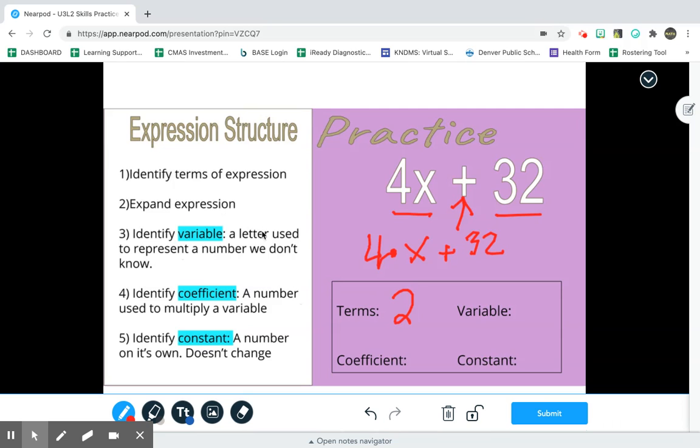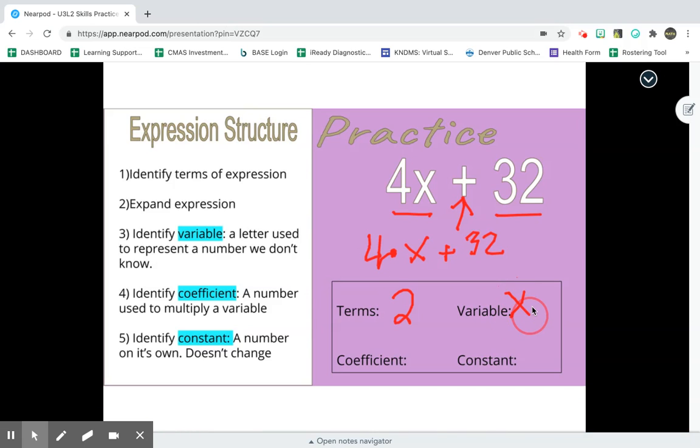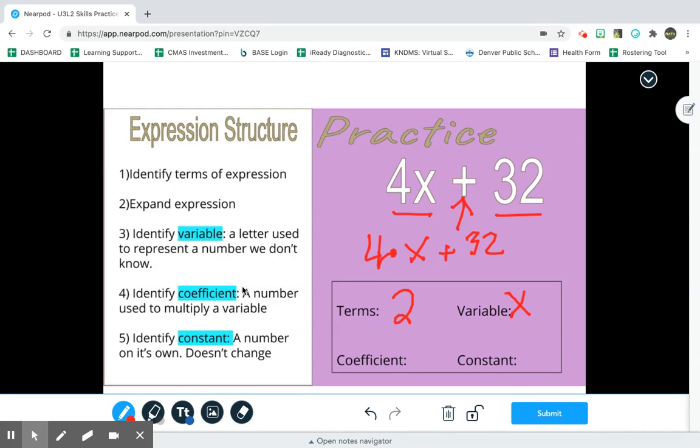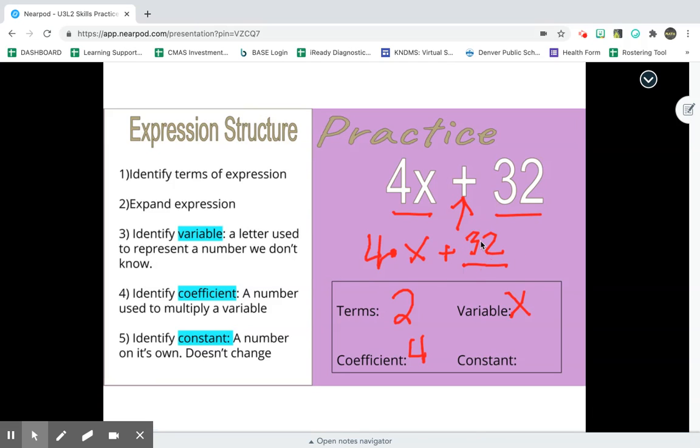All right, let's go to the variable. What is my variable? Well, I'm looking for a letter used. Remember, this is why we use a multiplication dot, because we don't want to confuse this x as a multiplication sign. This is actually x and not multiplication. So in this case, my variable is the x. It's the letter that represents a number. My coefficient, well, I'm looking for a number that I'm multiplying to a variable. What am I multiplying to this x? 4. Well, 4 is my coefficient. The constant is a number that's not going to change or doesn't move. It's by itself. That 32 is by itself. That's my constant.